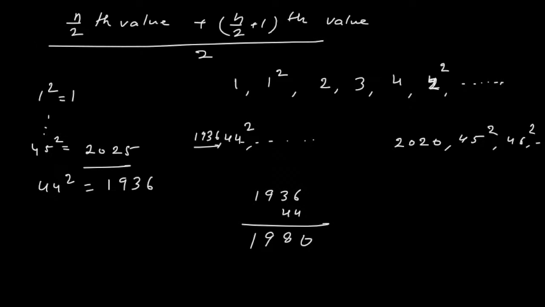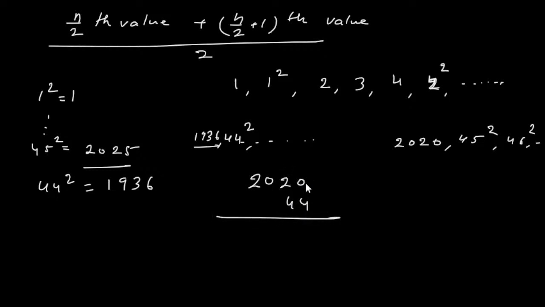So for 2020, what we do, it is logical that I will subtract 44 from 2020 first. So 10 minus 4 is 6, then here 11 minus 4 is 7, and then here it will be 9 and then 1. So 1976 will be the 2020th value in the sequence.